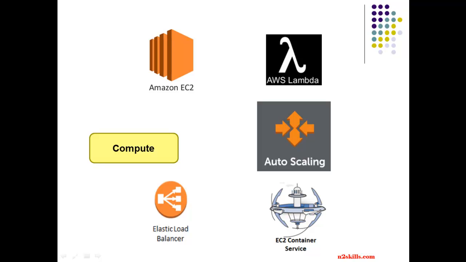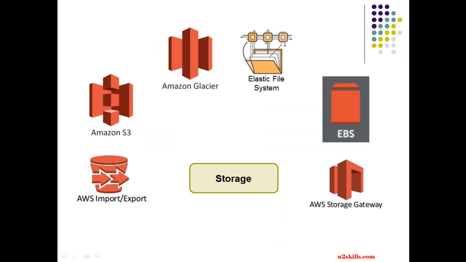Alright, now let's move on to storage. Storage consists of 6 elements or services. You have Amazon S3, AWS Import Export, Amazon Glacier, Elastic Block Storage, AWS Storage Gateway, and Elastic File System. Let's take a look at them one by one.